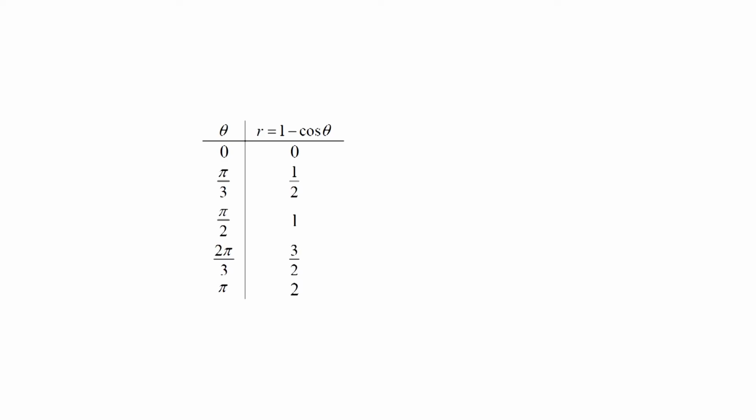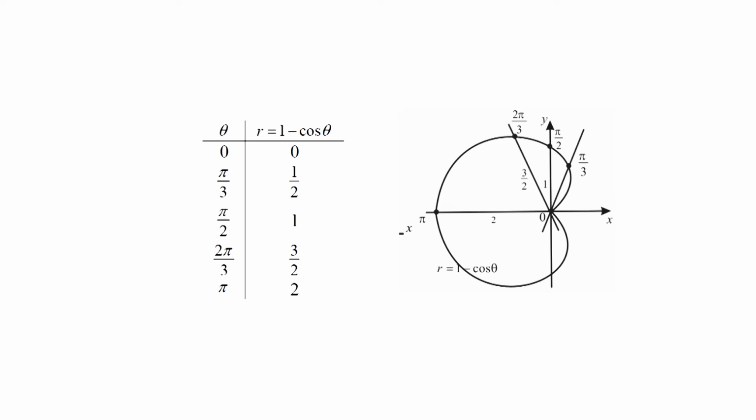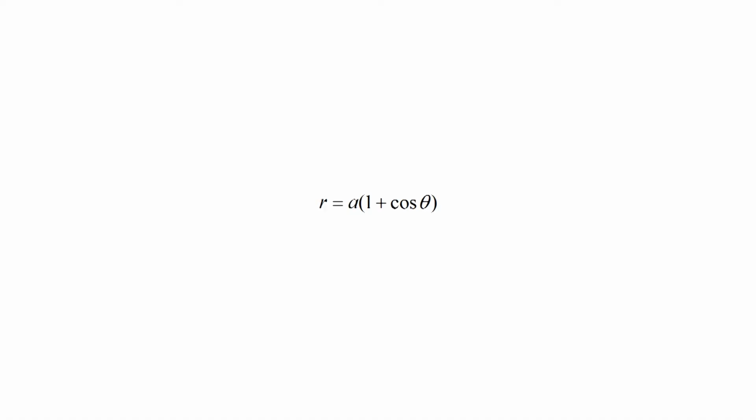We make a table of values from theta is equal to 0 to theta is equal to pi and plot the points on a Cartesian plane, draw a smooth curve through them with a horizontal tangent at the origin, and then reflect the curve across the x-axis to complete the graph. As another example, we trace the cardioid r is equal to a times (1 plus cos theta).